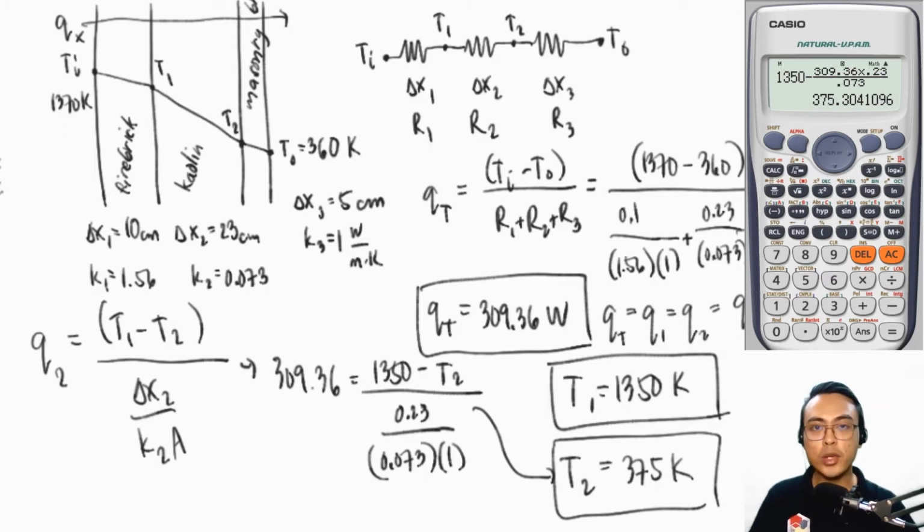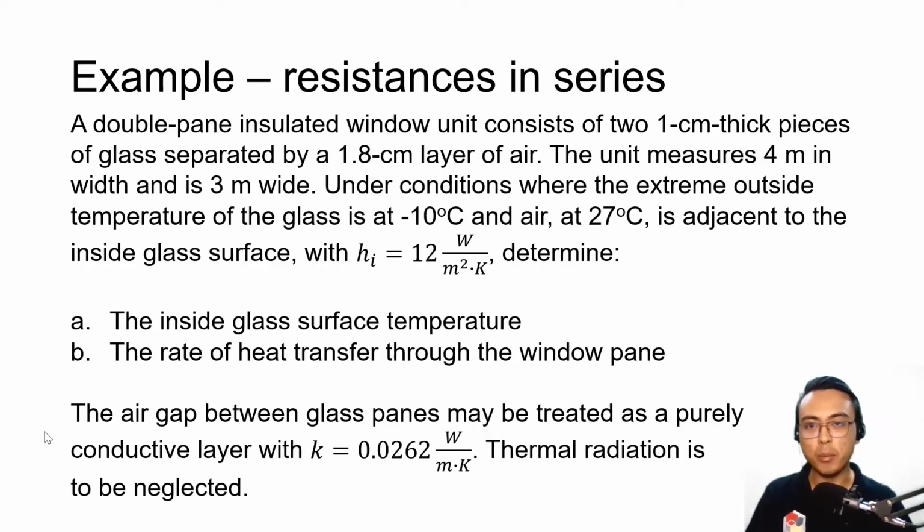So this is how we solve problems for resistances in series. You first draw your equivalent resistance diagram for you to be able to understand the problem before you can proceed to Fourier's first law. Let's proceed. Let's answer another example.